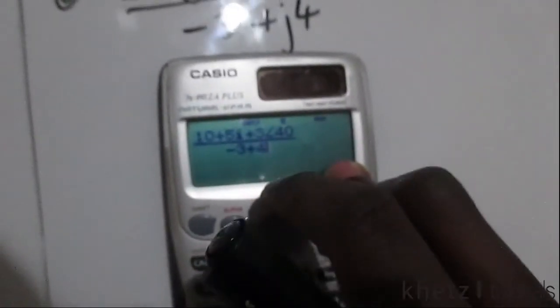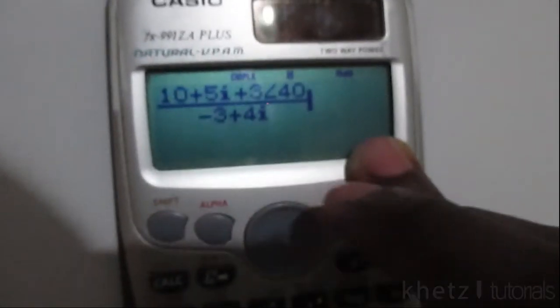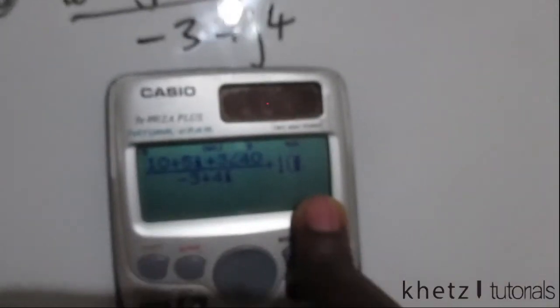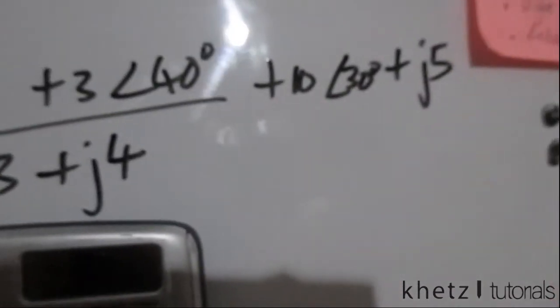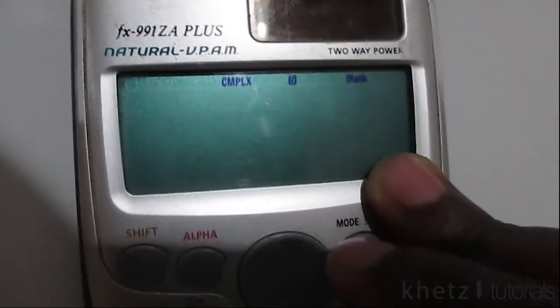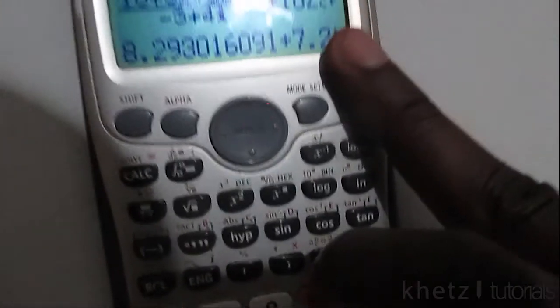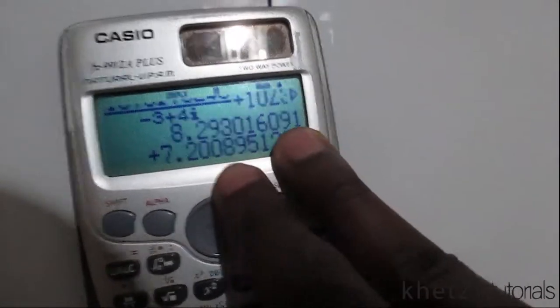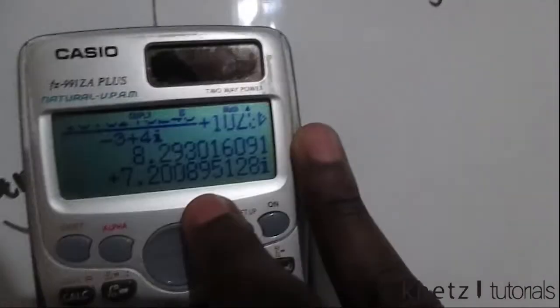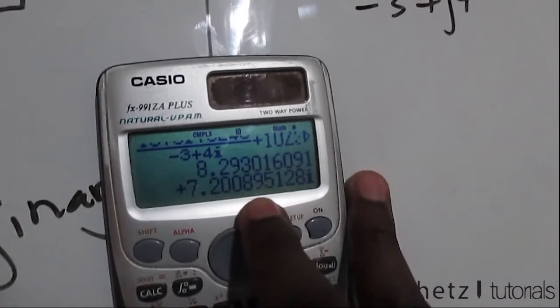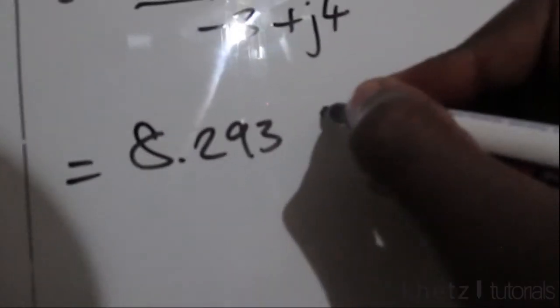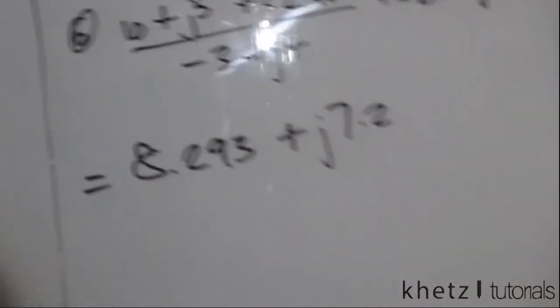negative 3 plus 4i, where the i represents our j. Then I'm going to say plus 10 angle 30, which is what we have over there. And then finally, plus j5, so 5i. Now you're going to press equals to find the final answer. Then you can press this SD button over here, which is going to split these into your real part at the top and your imaginary part at the bottom. So now our final answer is 8.293 plus j7.2. So these are our answers for this question.